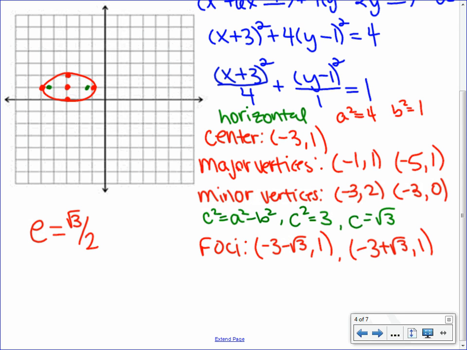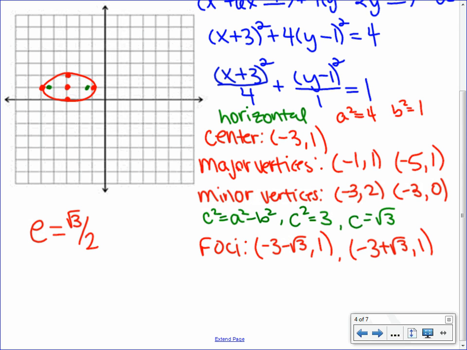A squared is the bigger number down here. B squared is the smaller number down here. So A is the square root of... It doesn't matter where it's at; that tells you if you're moving horizontally or vertically. But the bigger number is always A squared. Okay.